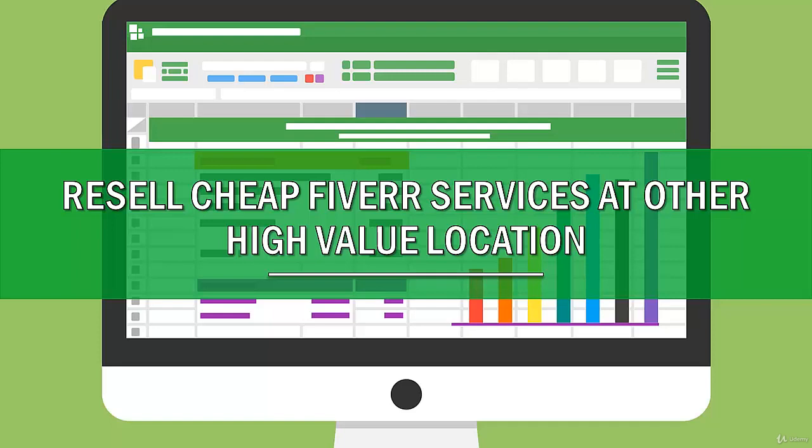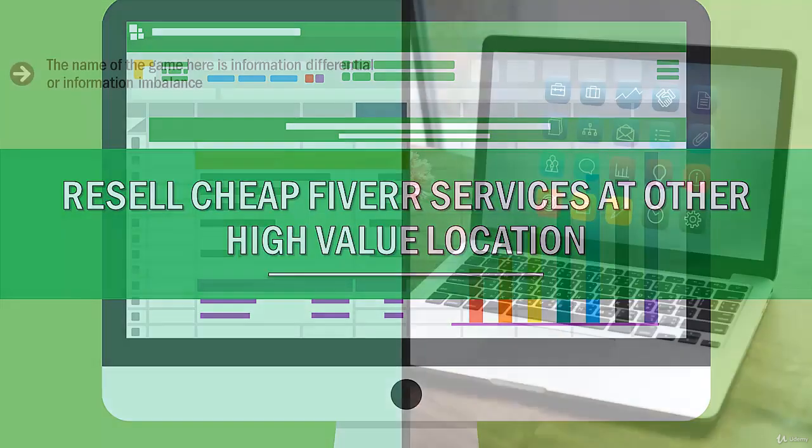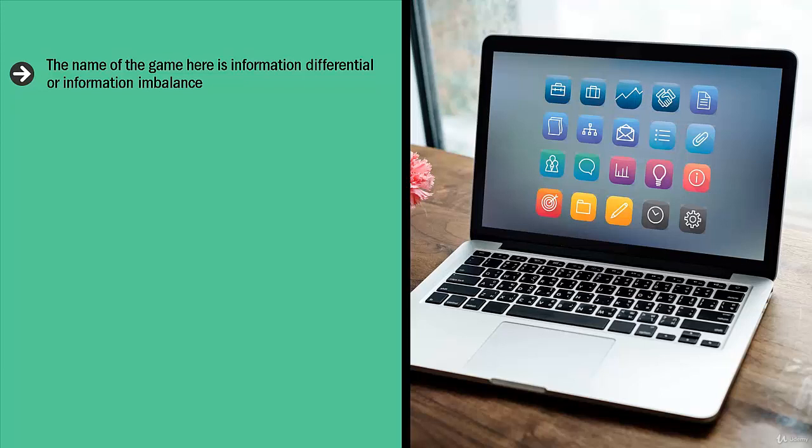Resell cheap Fiverr services at other high-value locations. The name of the game here is information differential or information imbalance. It's easy to get the impression that if you see news on one website, then people that visit another website will automatically know the news.